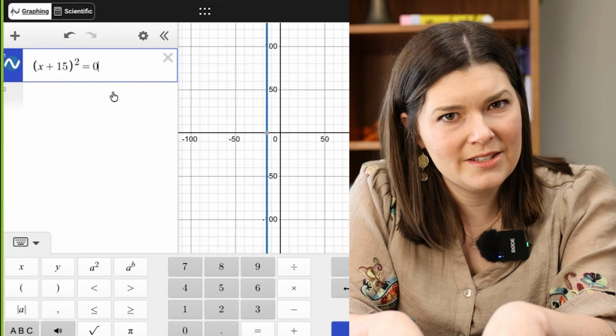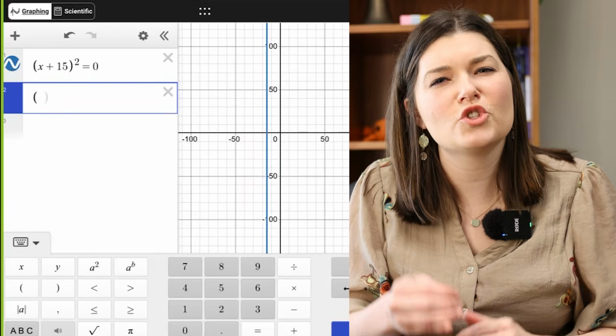So you may know how to use Desmos on the SAT, but most of my students do not know when to use it and when it's going to be the most efficient use of their time.